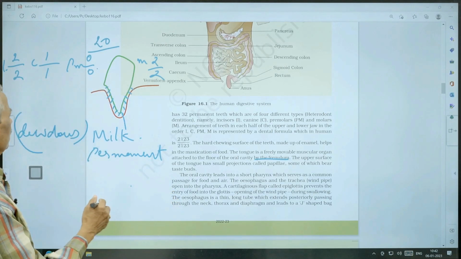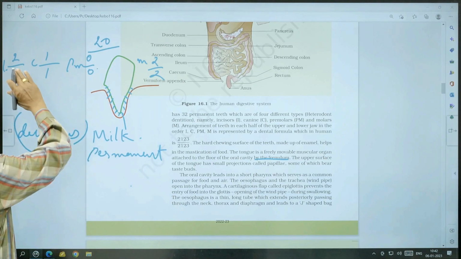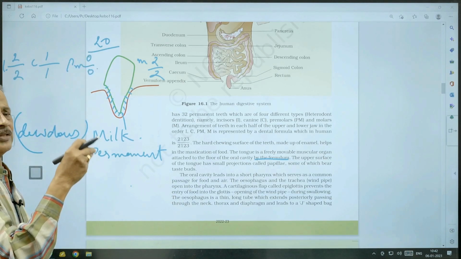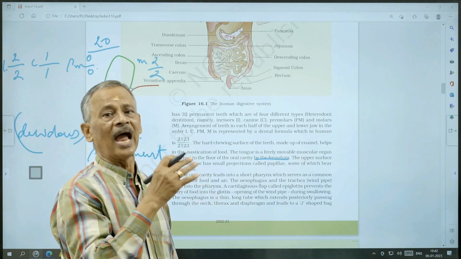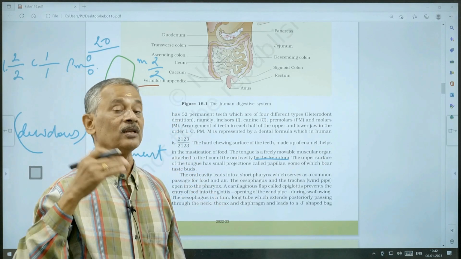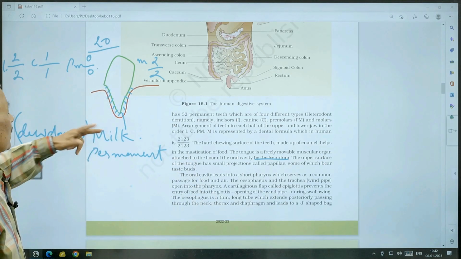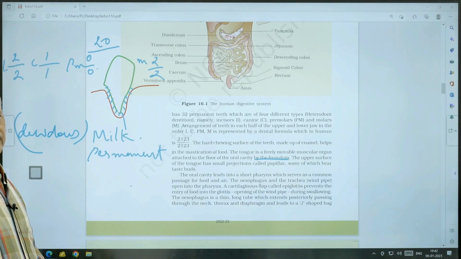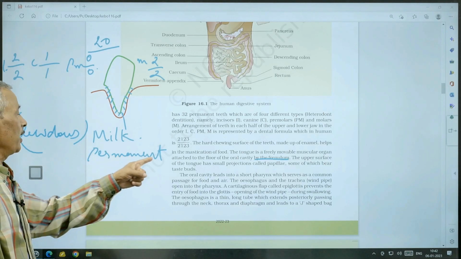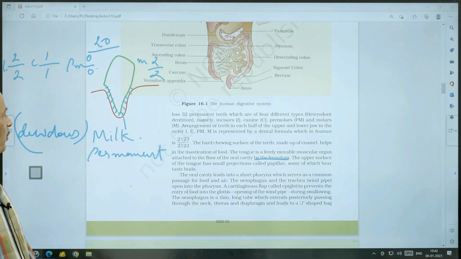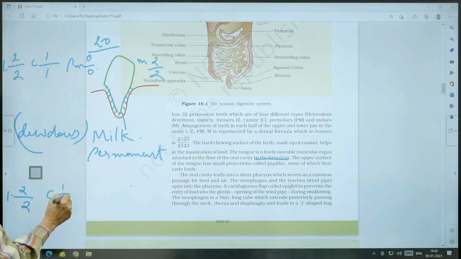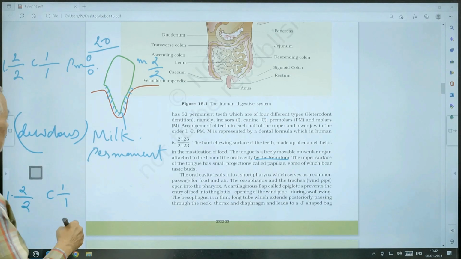Whereas in permanent dentition, see, these teeth will be developing by the age of 2 or 3, and they will be falling off between 6 to 8. And instead, you will be having the second set of teeth coming. This is called permanent dentition. In permanent dentition, the formula is slightly changed. Incisors are 2 by 2, canines 1 by 1. There is no change for that.